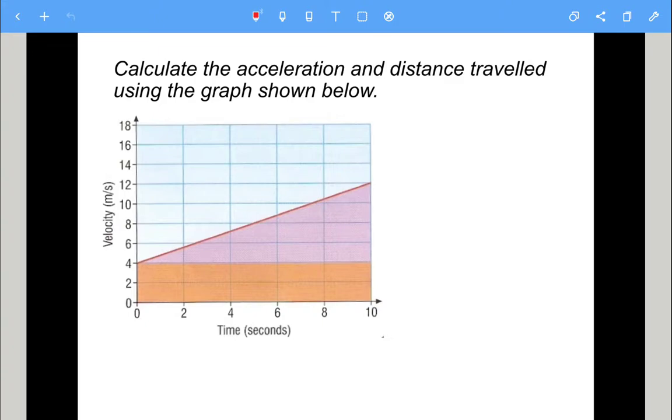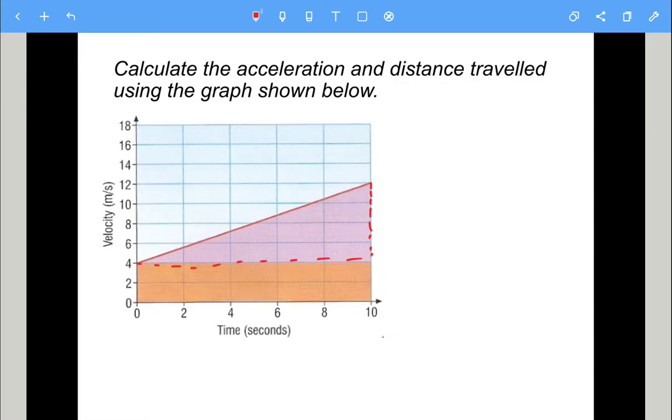So if you want to pause and have a go at this one, and then I'll show you how to calculate the acceleration and distance travelled using the graph shown below. So I'm going to go for the answers now. So the acceleration, remember, is the gradient. So let's have a look at this one. So we've got the change in y and the change in x.